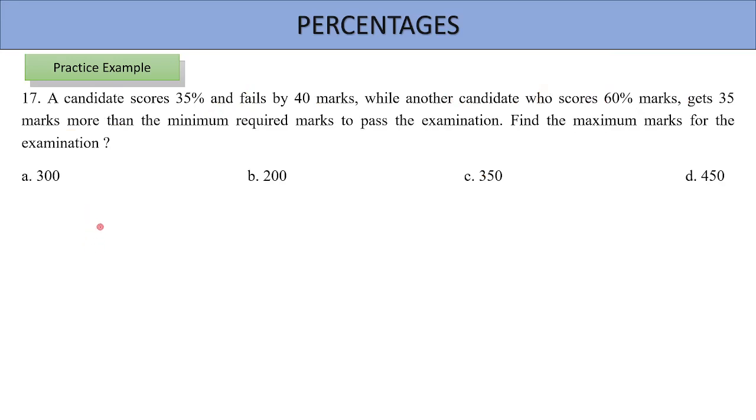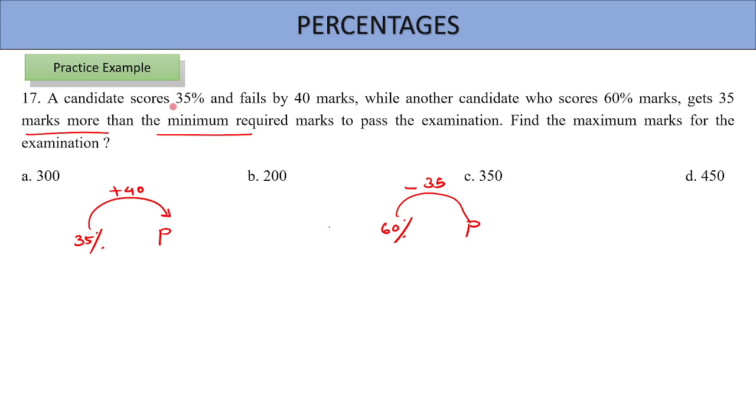A candidate scored 35 percentage marks and failed by 40 marks. So to pass, he needs an addition of 40 marks. While another candidate scores 60 percentage marks and 35 marks more than the passing marks. So if I subtract 35 marks from him, I will get his marks equal to the passing marks.